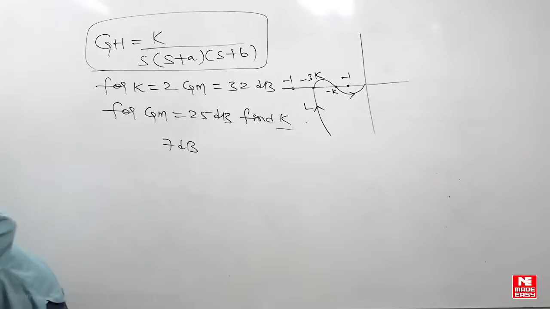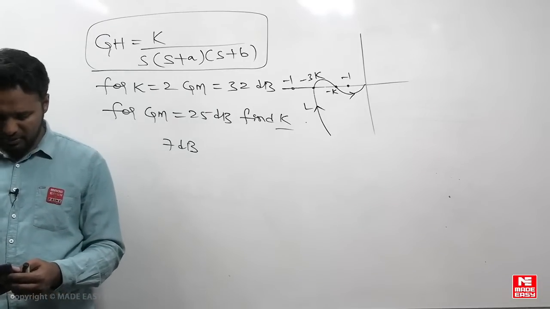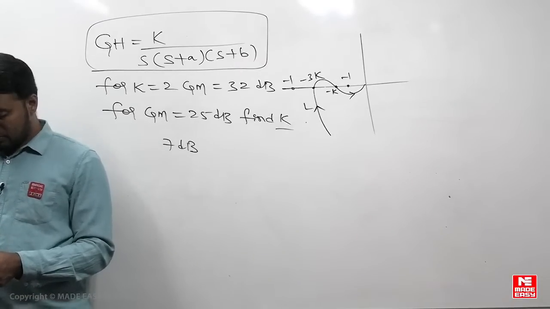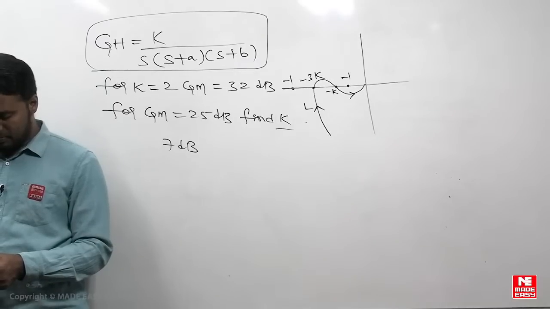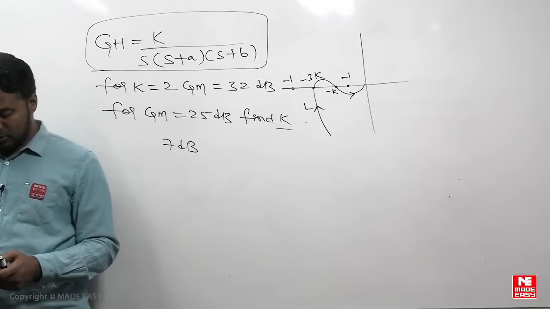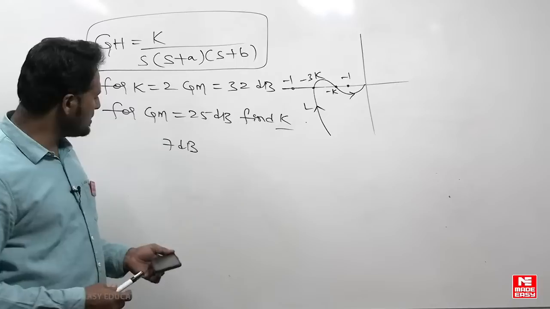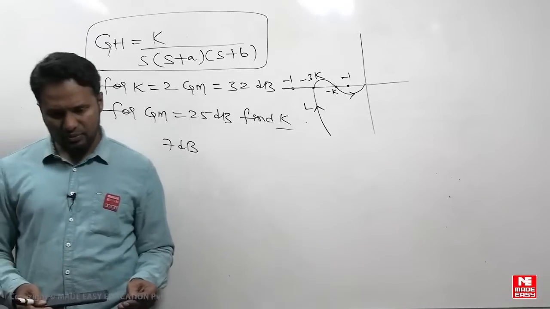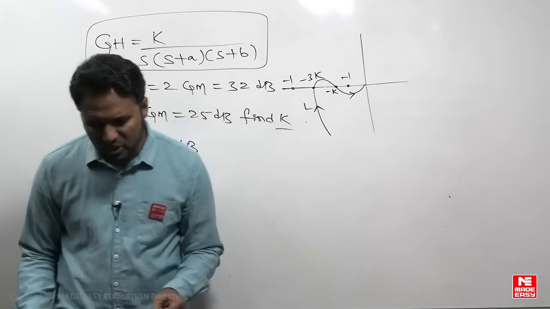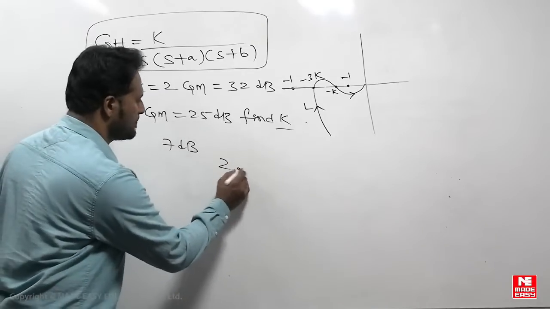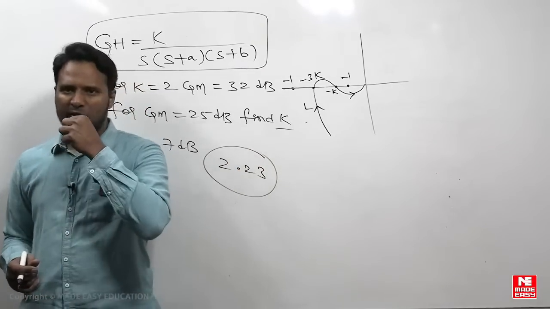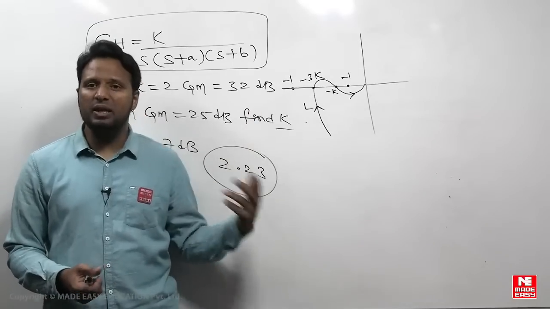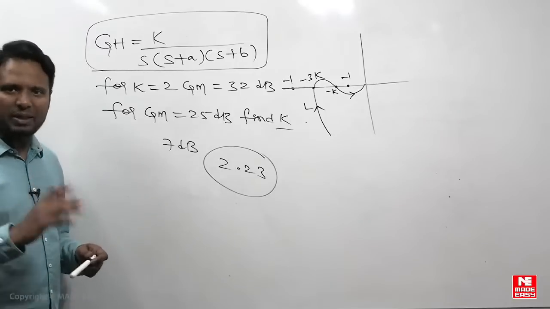So how much is 7 dB? You have to convert that from dB. Tell me how much it is. Convert from dB and see. 2.23, this much it is. So if you want to reduce the gain margin by 7 dB, you have to increase the gain by 7 dB, that means 2.23 times.